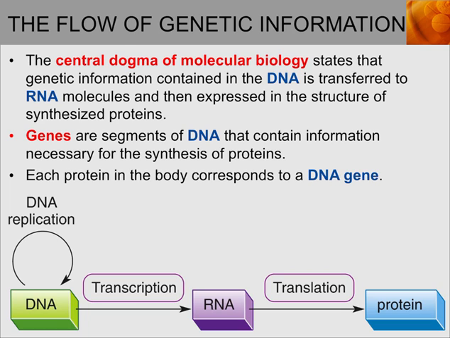So to start with, I wanted to go over the central dogma of molecular biology. This states that genetic information contained in DNA is transferred to something called RNA, and then that's expressed into proteins. So we have a nice little flowchart at the bottom that summarizes this whole process.